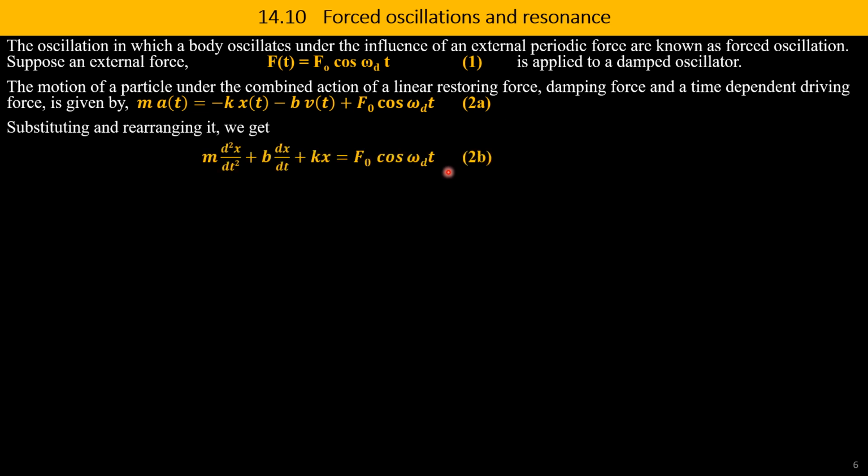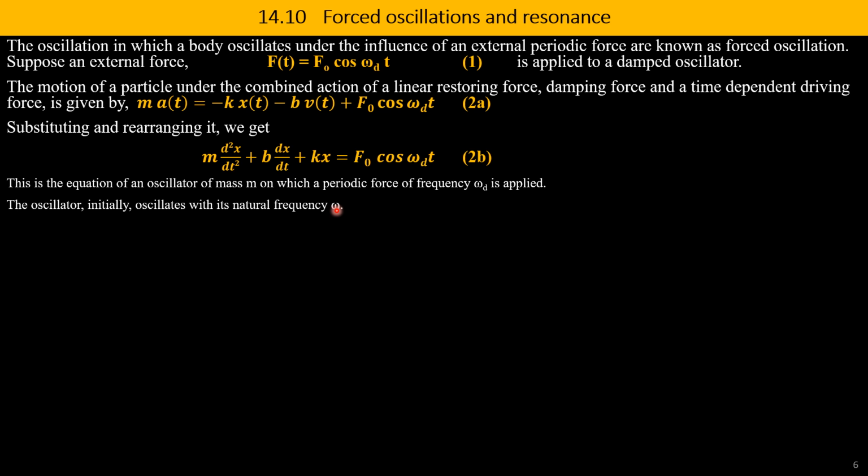Substituting and rearranging in terms of a differential equation, we can retain the last term on the right hand side. The remaining terms can be expressed as m d squared x by dt squared plus b dx by dt plus k into x, because we have just put the values of acceleration, displacement and velocity. Let it be equation 2b. This is the equation of an oscillator of mass m with a periodic force of frequency omega d.